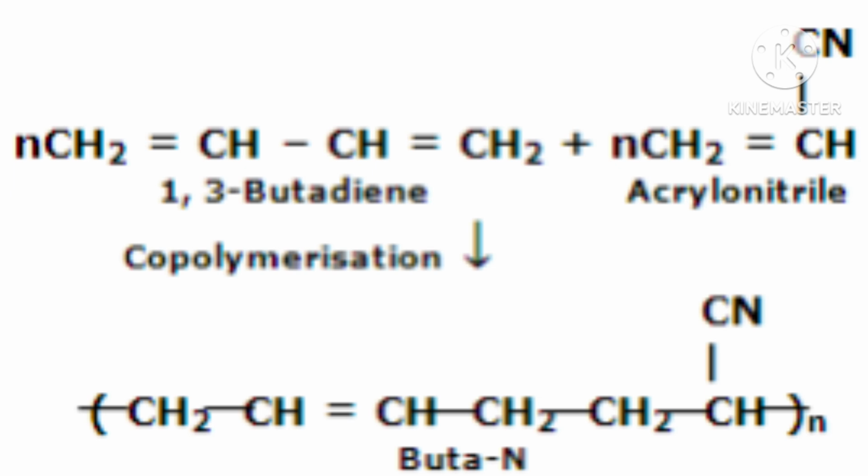Then CH2, CCl with Cl attached, then CH, double bond, again CH2. Then this whole thing is under a bracket with n. This unit will be repeated several times, that's why n is written; n may be any number of units. This is called neoprene. Neoprene is very, very important in polymerization.